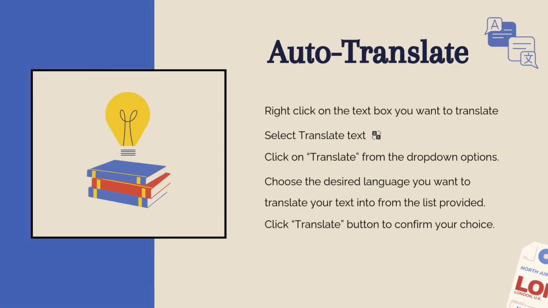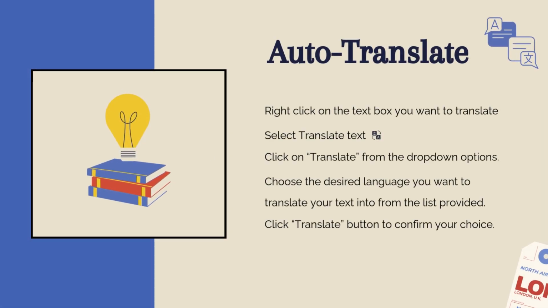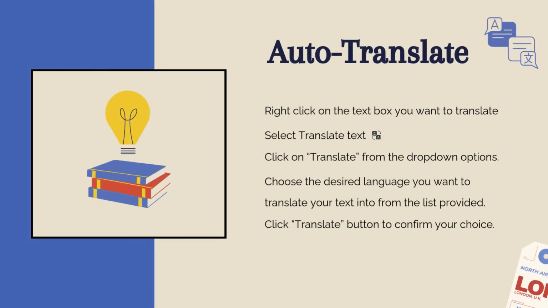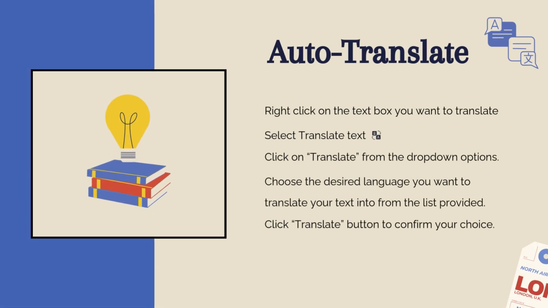Auto-translate. Right-click on the text box you want to translate. Select Translate Text. Click on Translate from the drop-down options. Choose the desired language you want to translate your text into from the list provided. Click Translate button to confirm your choice.